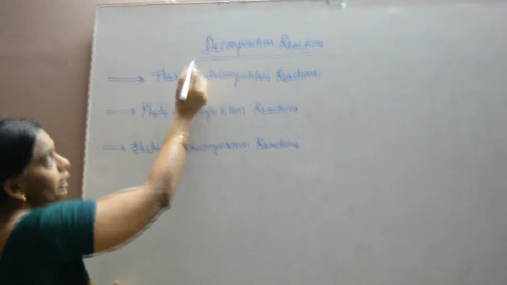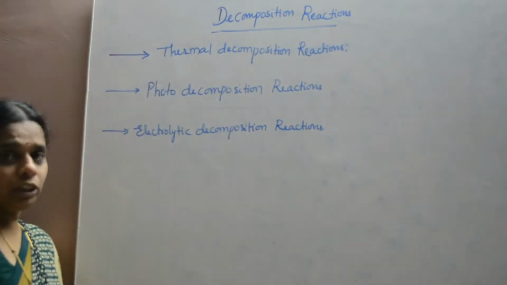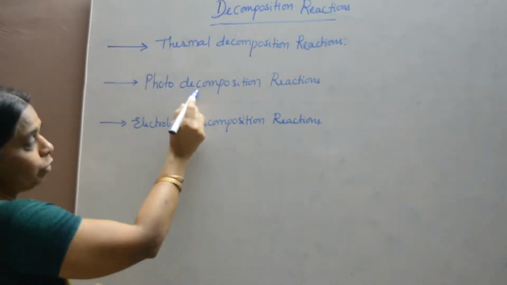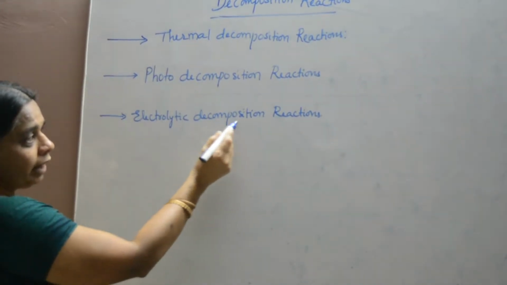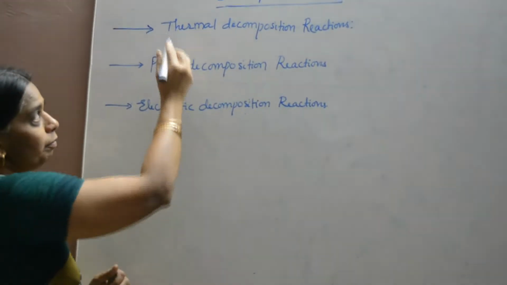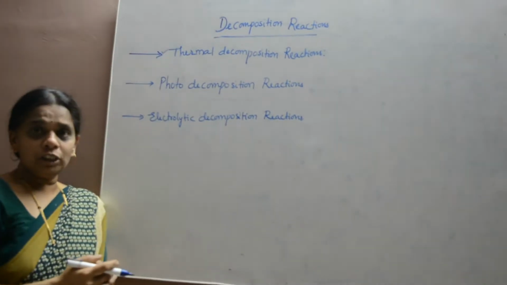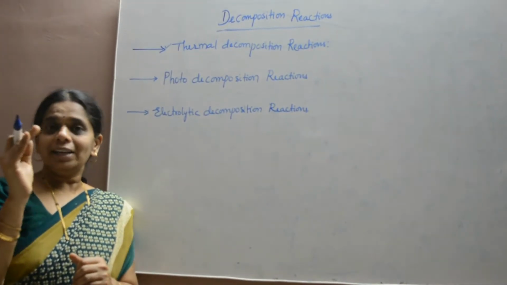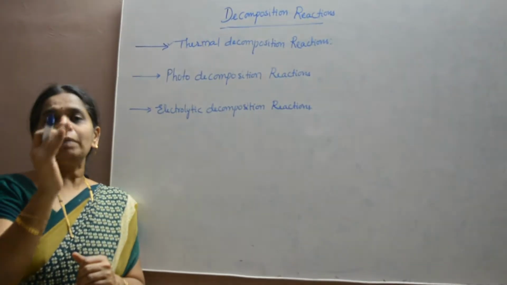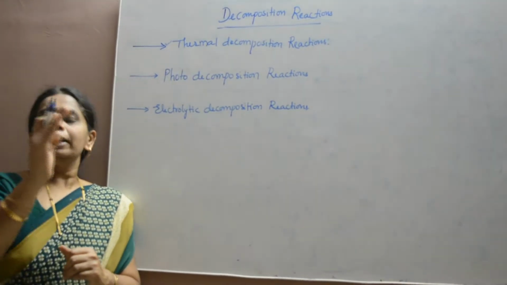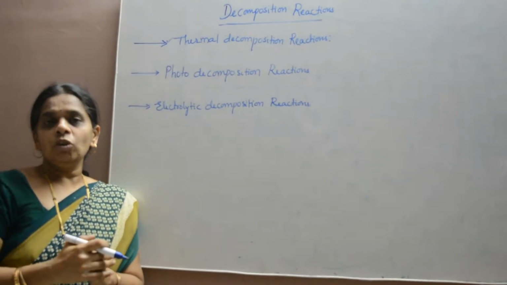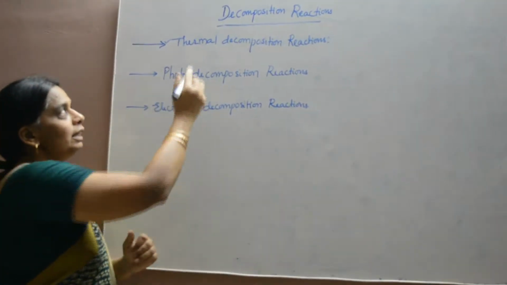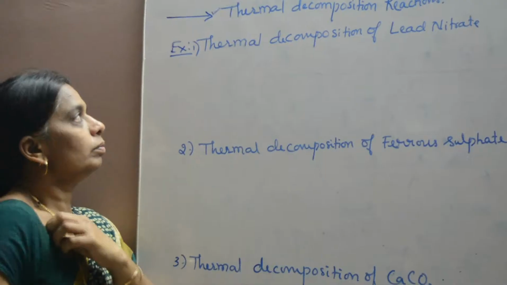Actually, we have three types of decomposition reactions. The first one is thermal decomposition, the second is photo decomposition, and the third is electrolytic decomposition. First we go for thermal decomposition. The name itself says that by supplying heat energy we break down a single reactant into two or more products. We can go through two or three examples.